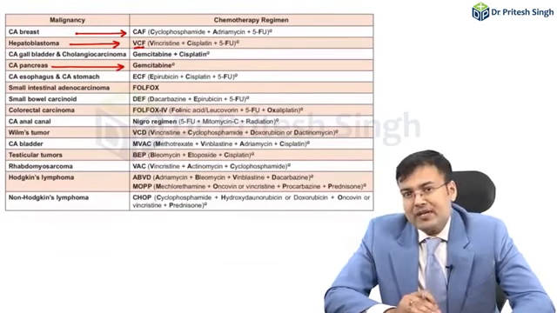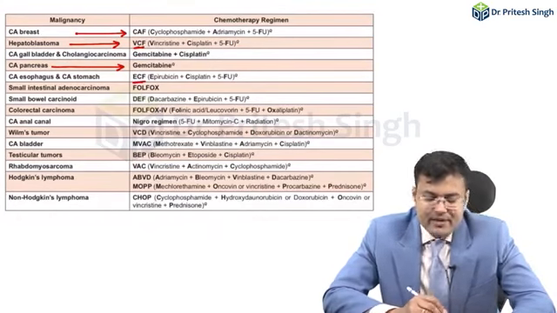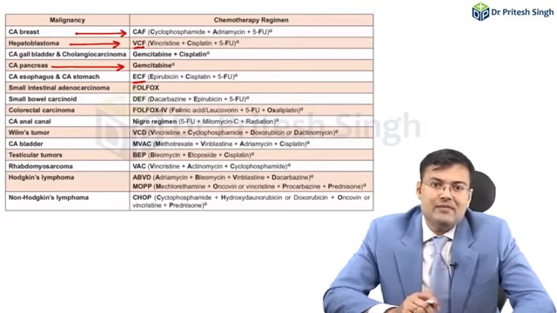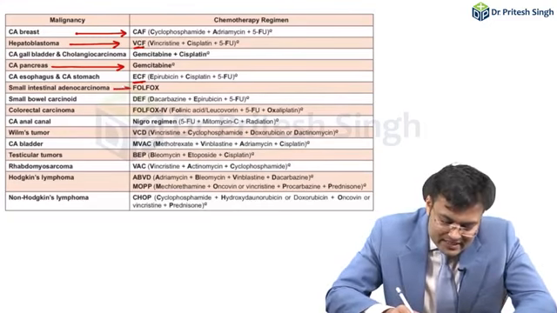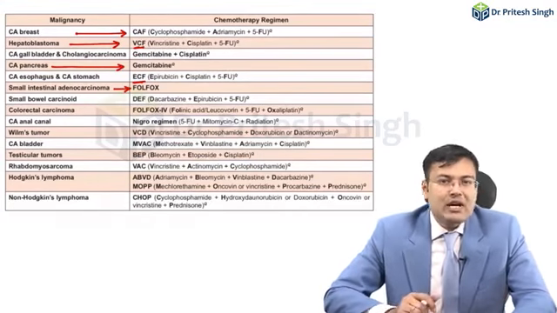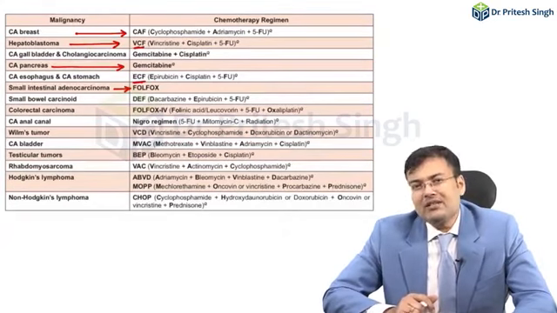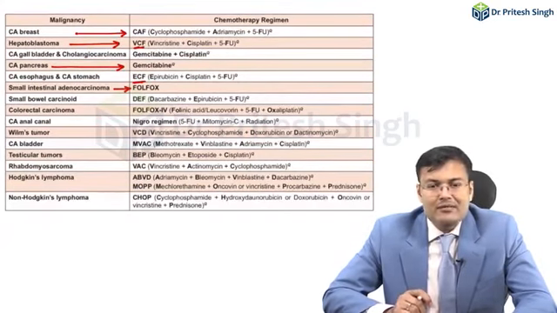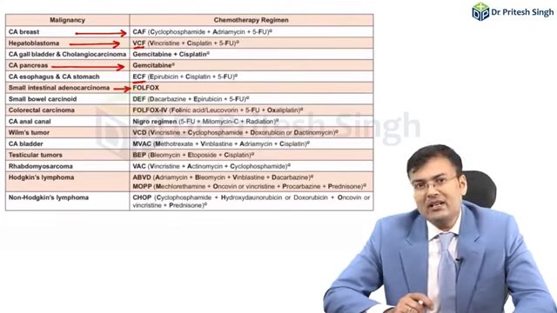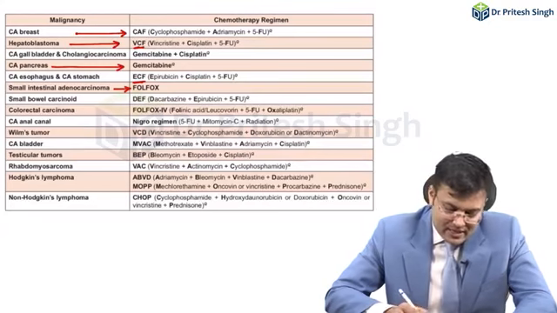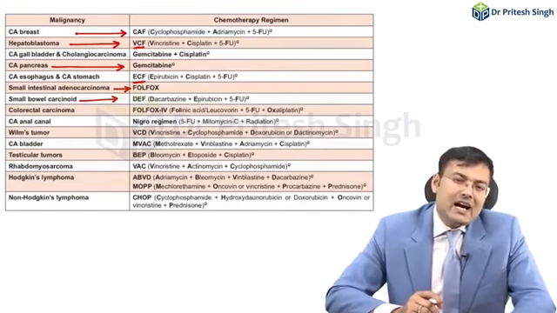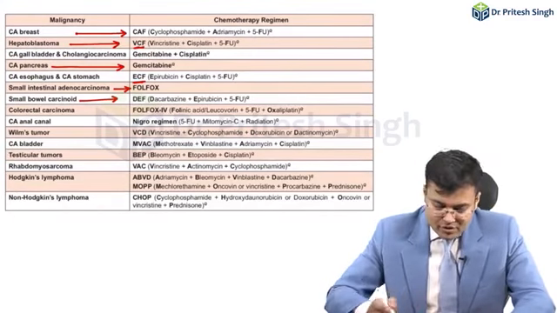For carcinoma esophagus and stomach, the regimen is ECF, epirubicin, cisplatin, 5-fluorouracil. For small intestinal adenocarcinoma, be careful. Small intestinal adenocarcinoma, we give Folfox. Fol means folinic acid, L means folinic acid or leucovorin, F means 5-fluorouracil, Ox means oxaliplatin. Now, small bowel carcinoid, the regimen is DEF, dacarbazine, epirubicin, 5-fluorouracil.